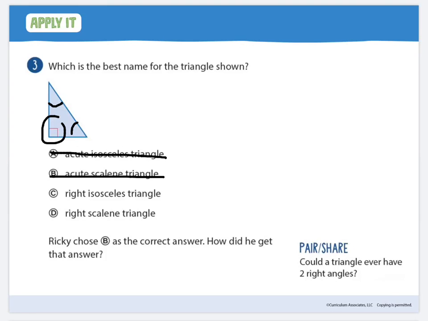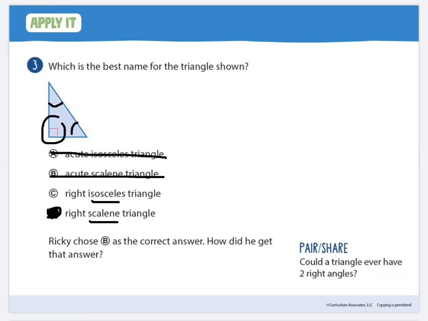That means if you have 3 sides that are all different lengths, then that makes it a scalene triangle. So D is the correct answer. We know it's not isosceles because isosceles triangles have 2 sides that are equal, and our triangle above has no equal length sides. So Ricky chose B as the correct answer.